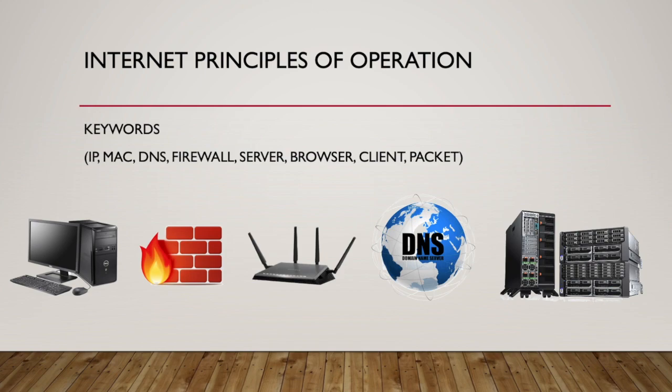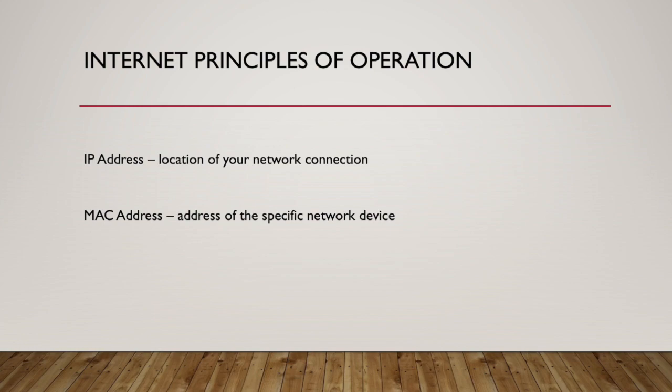Okay? So, a distinction you need to understand, you need to make sure you understand the difference between IP address and MAC address. The IP address is the location of your network, okay? So, your house will have an IP address if it's got one internet connection coming into it. However, each individual device has its own MAC address, okay? So, the MAC address doesn't change. It's the address of the specific device. The IP address can change if you've got dynamic IP, and it's the location of your network.